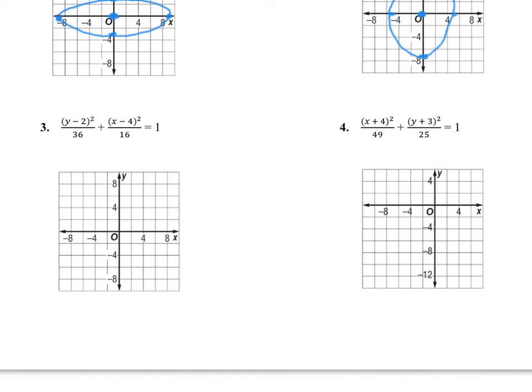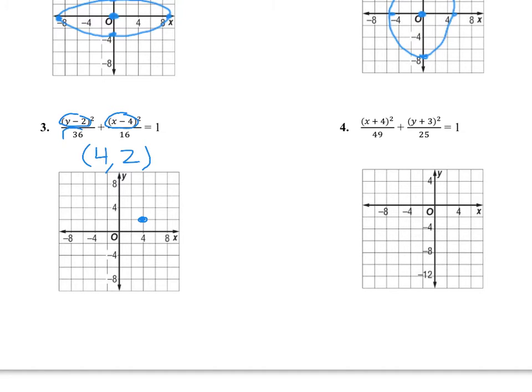Okay, number 3 is not centered at the origin. So always start with x when you're doing coordinates. So we see x minus 4, so we take the opposite, positive 4, and positive 2 for the y. So that's our center, 4, 2.